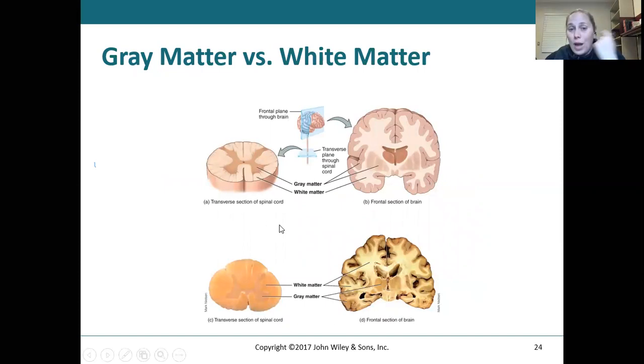Okay, so we're talking about myelination. And maybe you've heard of things like white matter and gray matter when we're talking about brains. And myelination is directly related to white matter and gray matter. So if we're looking at essentially the transverse plane through that, here you can see the transverse section of the brain and the frontal section of the brain.